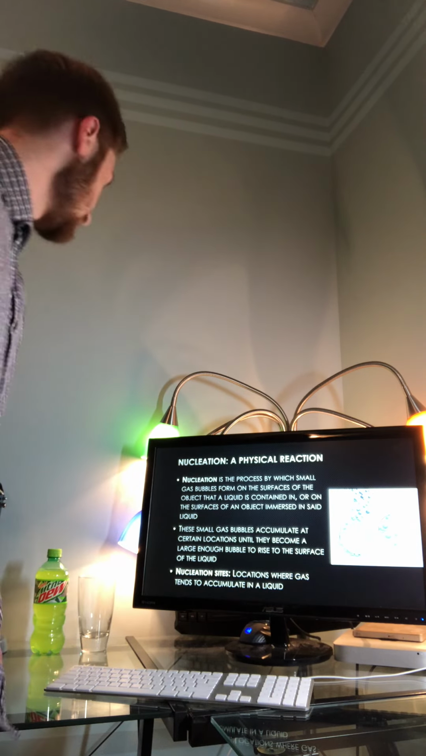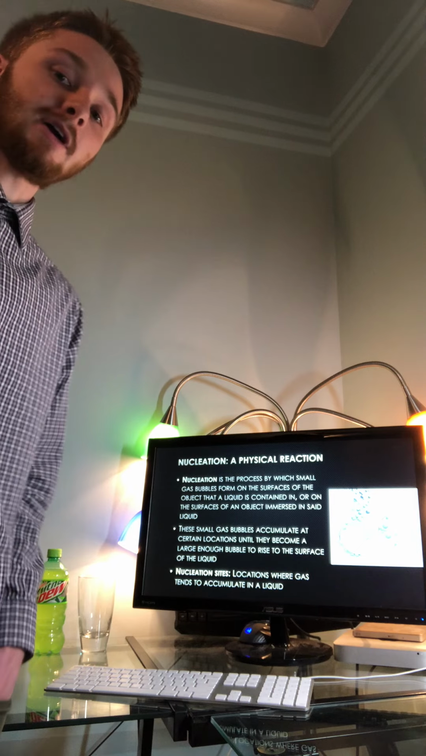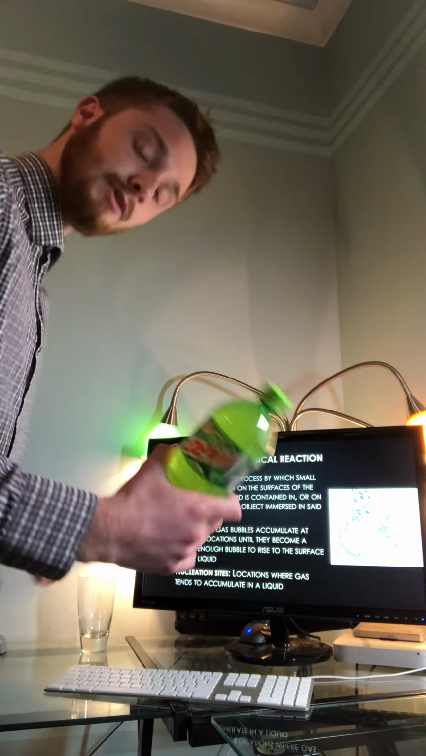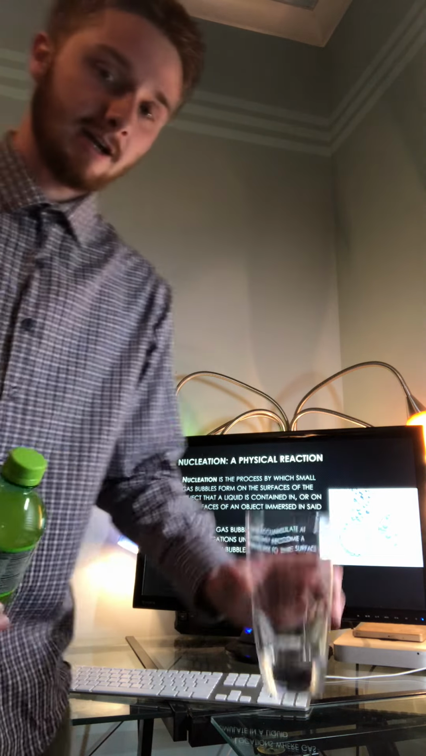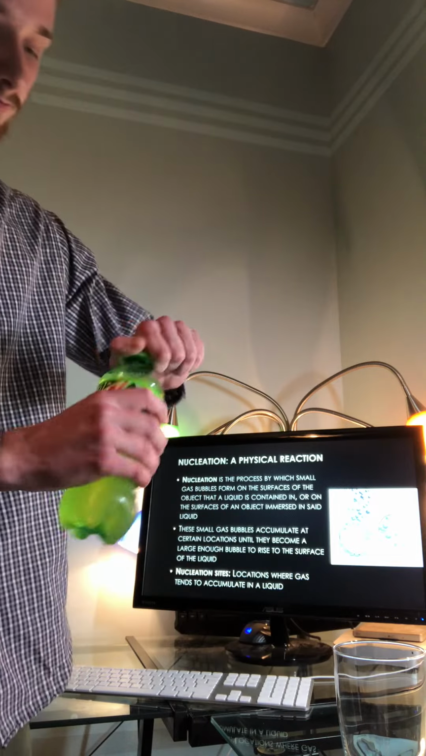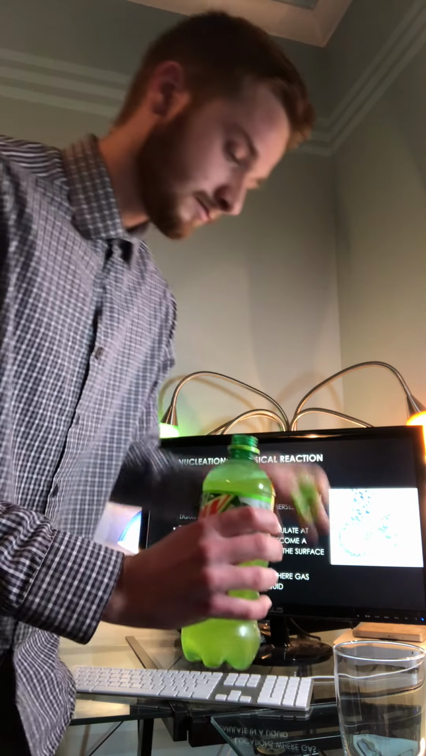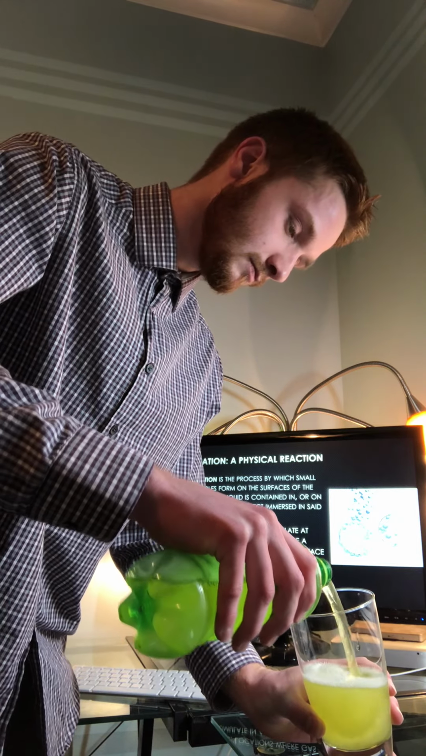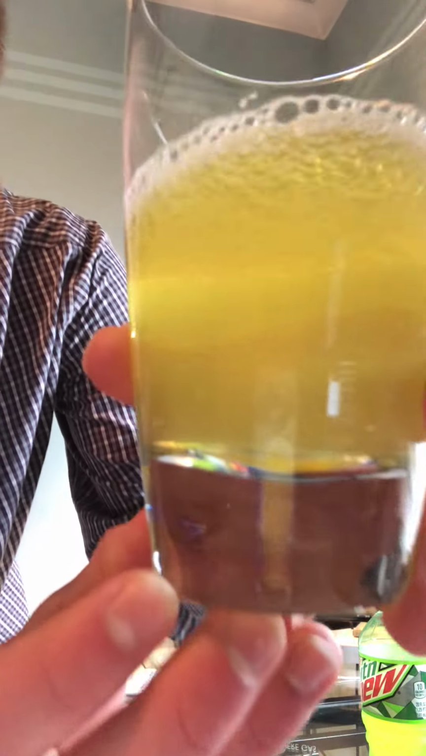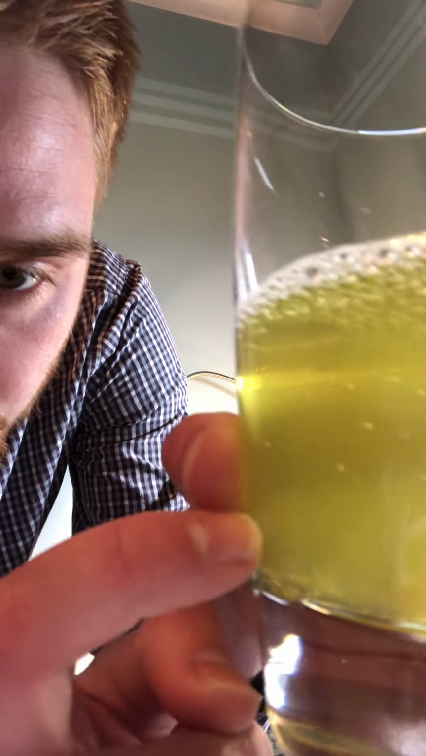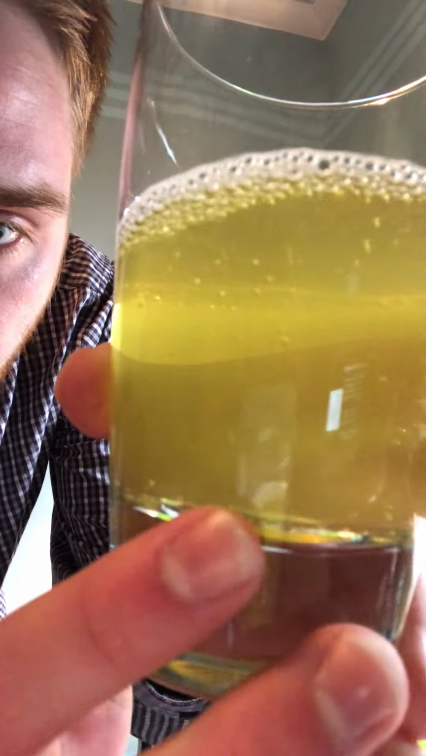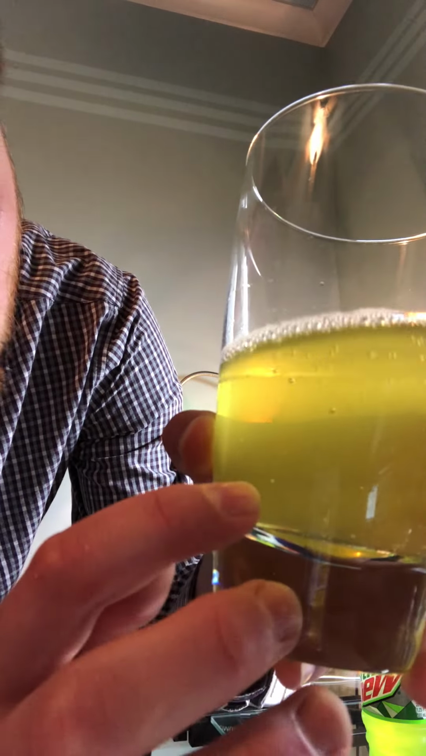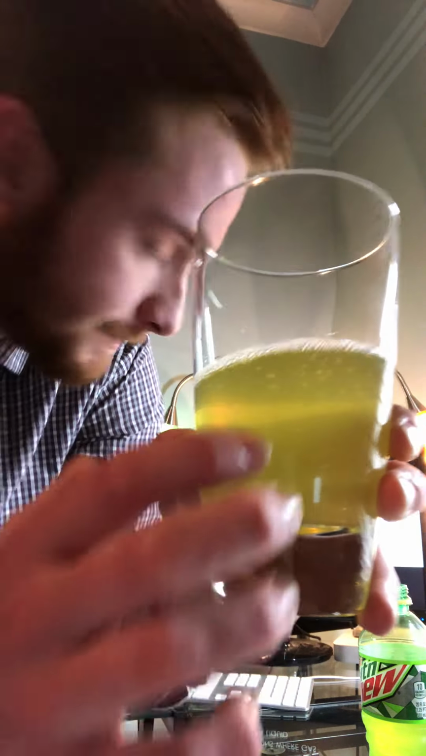So I would like to give you an idea of what nucleation looks like, and maybe I can point out where a couple of nucleation sites are. The soda I'm using is Diet Mountain Dew, but you can do this with any carbonated beverage. And I have a clear glass to show you. As you can see, there are some bubbles forming on the sides of the glass that are rising to the surface of the liquid. This is known as nucleation, and the spots where the bubbles are collecting are the nucleation sites.